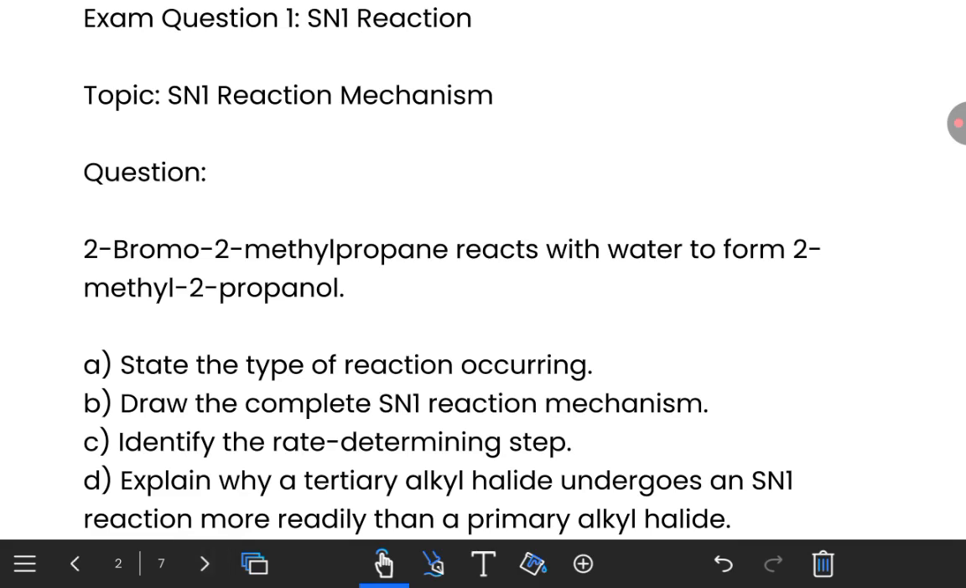With me here is an exam question asking about the SN1 reaction. The topic is SN1 reaction mechanism. The question is: 2-bromo-2-methylpropane reacts with water to form 2-methylpropan-2-ol. State the type of reaction occurring, draw the complete SN1 reaction mechanism, identify the rate determining step, and explain why a tertiary alkyl halide undergoes an SN1 reaction more readily than a primary alkyl halide.